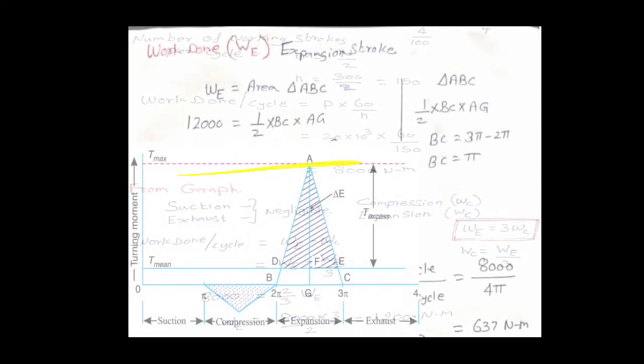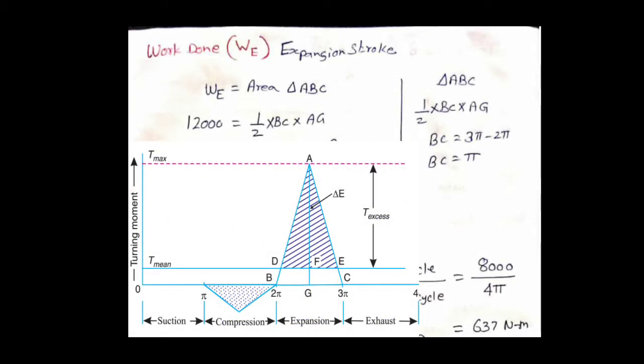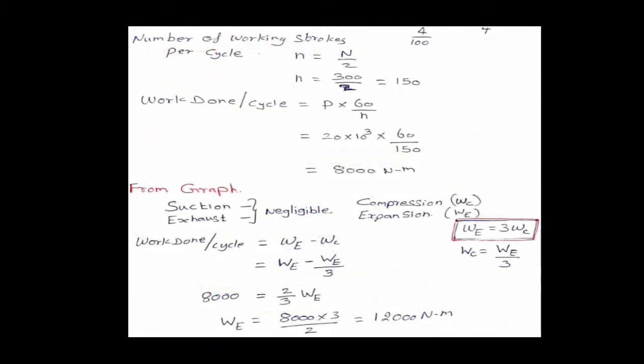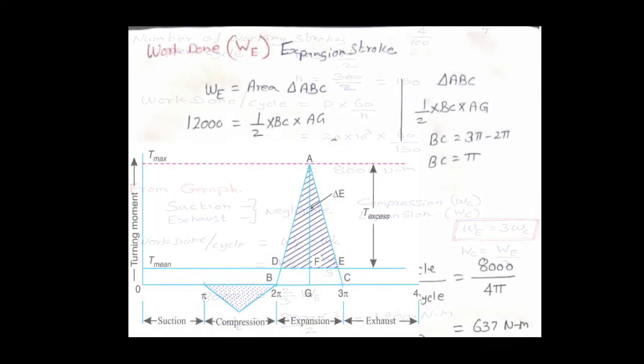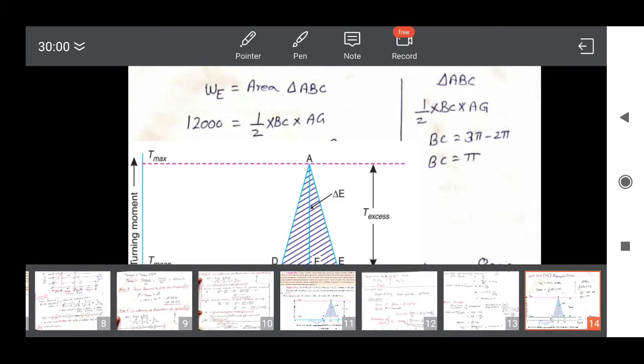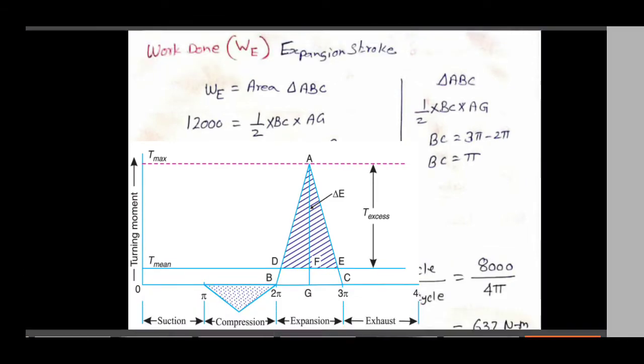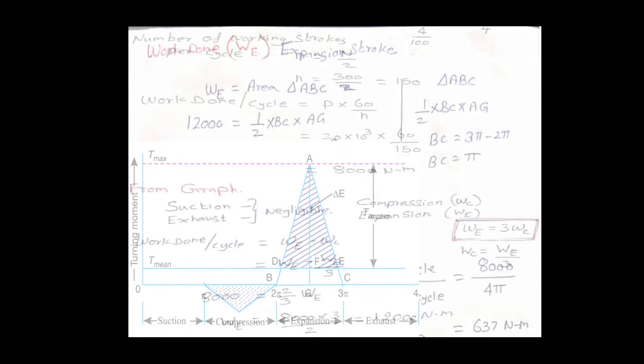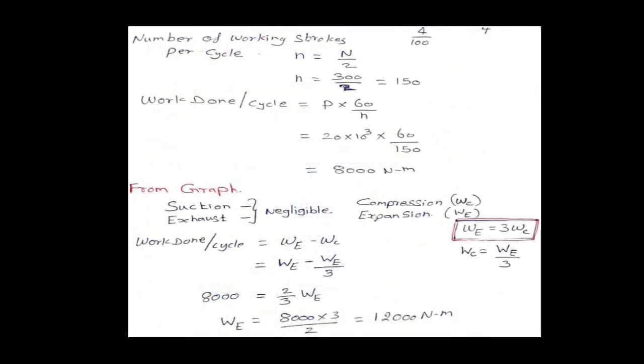Sorry for the inconvenience. The work done per cycle value is 8000 Newton meter. This 8000 Newton meter we substitute in this relation, and we get the value of WE, the work done at the expansion stroke.